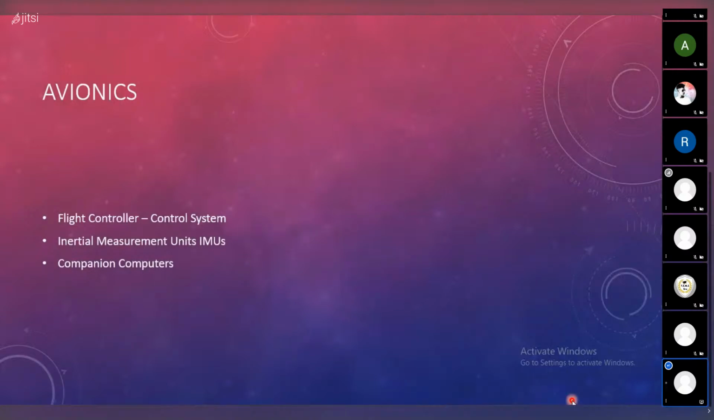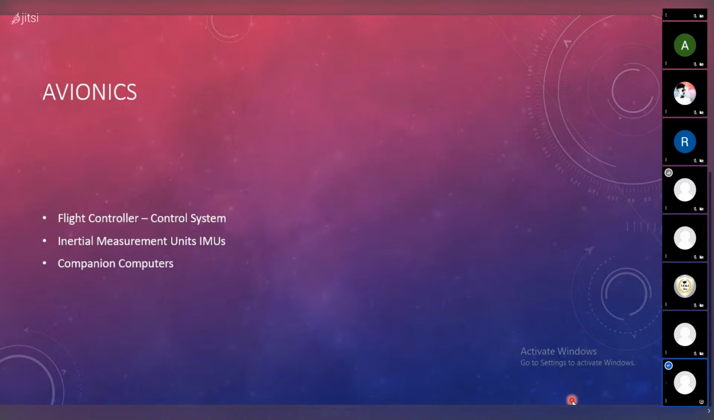So now comes the avionics, that is the aviation electronics. You have your propellers, you have your electronic speed controllers and everything. Now how do you make the drone fly, because there is no pilot sitting in that drone. There has to be some equipment, some electronics that can do the same. So this is done by the avionics system.